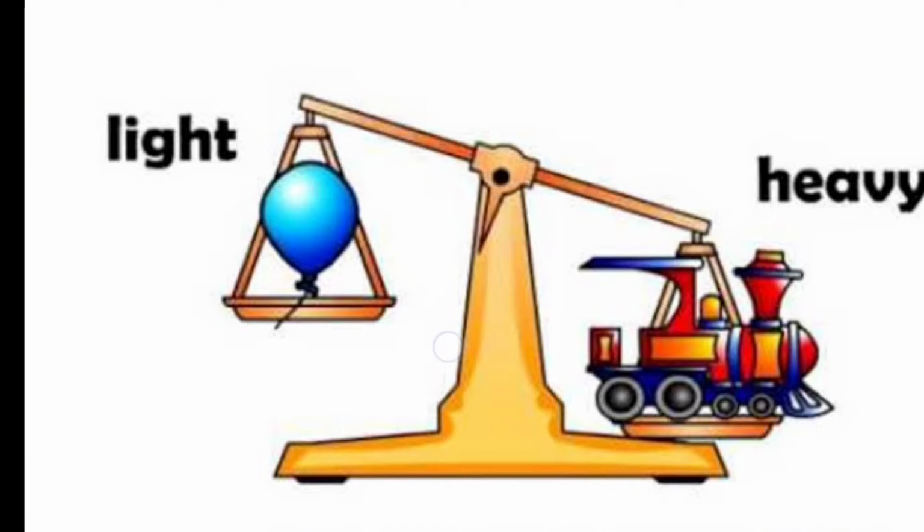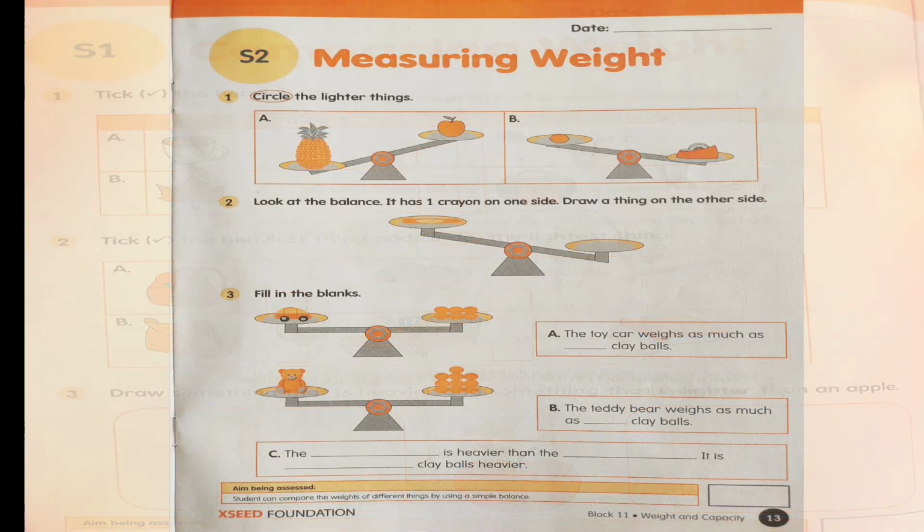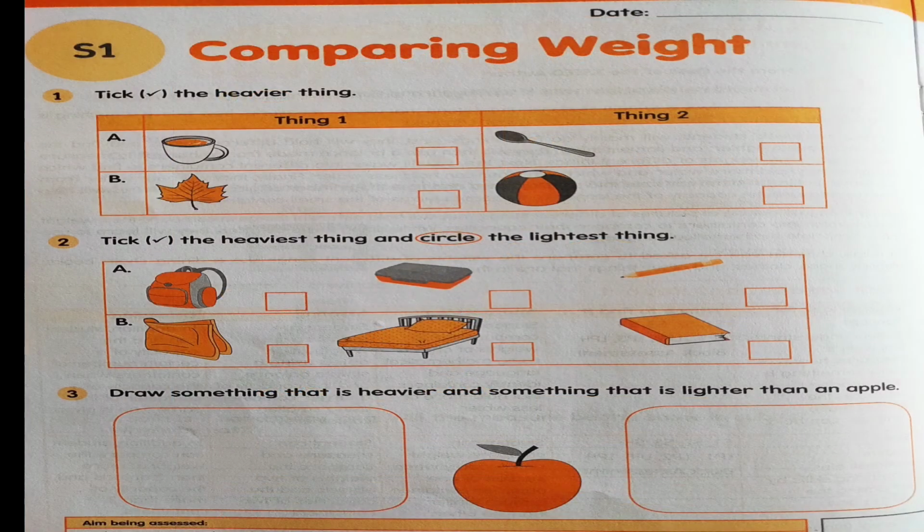Do you understand, students? Now I want you to open your workbook to page 12. Page 12, where you'll find S1, comparing weight. Question 1 says, take the heavier thing. So what you're going to do here is look at picture A. We have a cup on the left and a spoon on the right. Which one do you think is heavier?